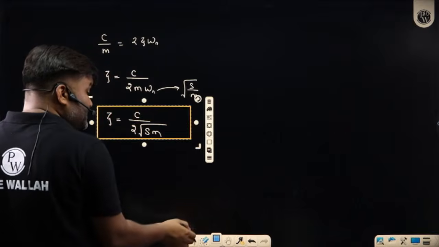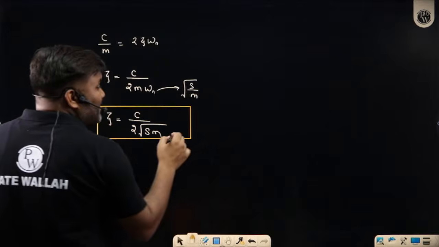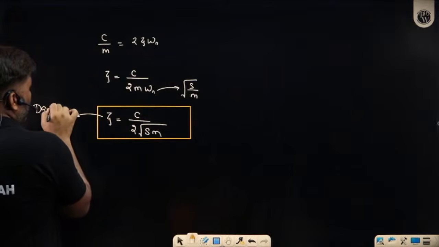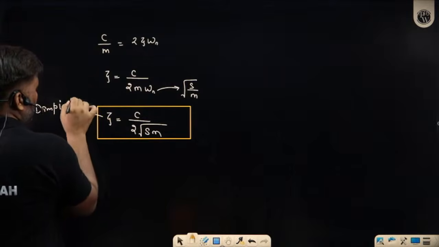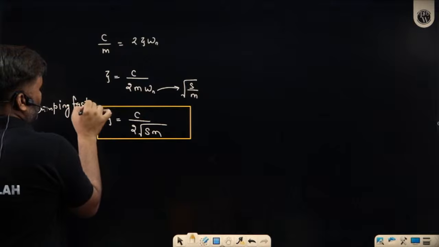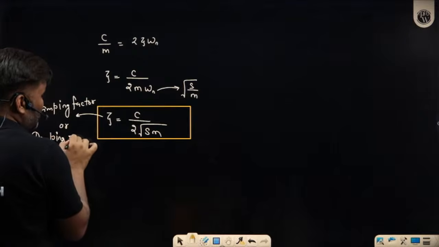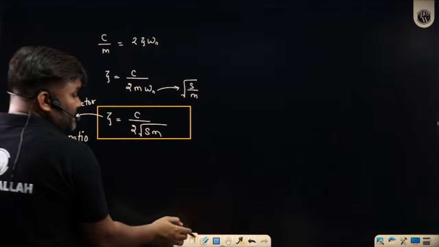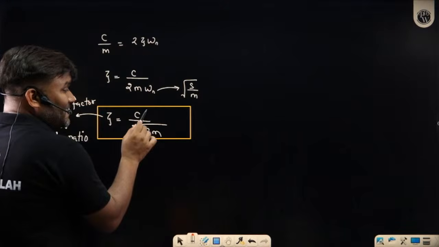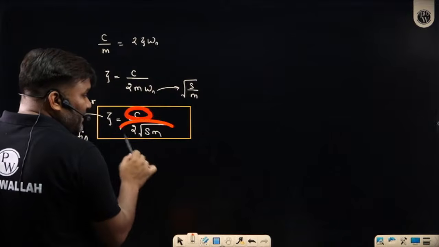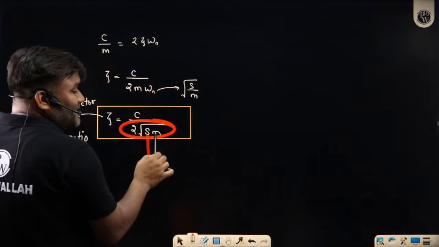This zeta is called damping factor, or people also call it damping ratio. What does it mean? Sir, it is indicating the ratio of how much friction is there, divided by some terms which are representing stiffness and mass.